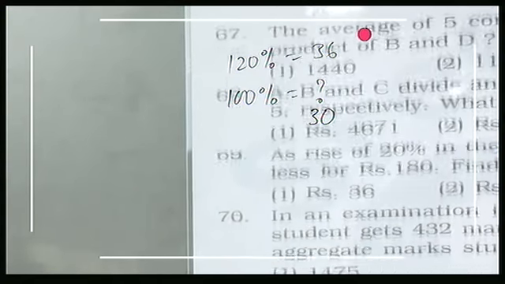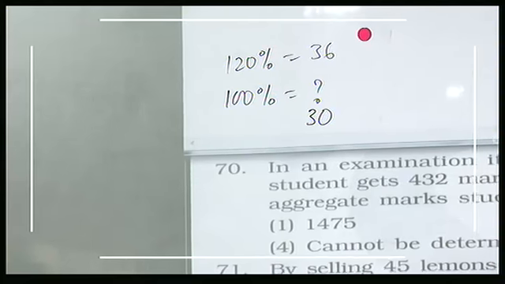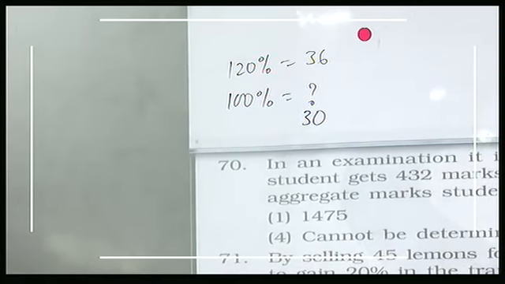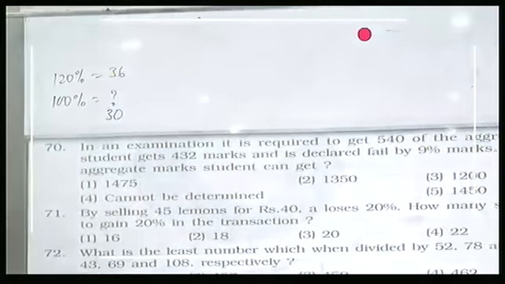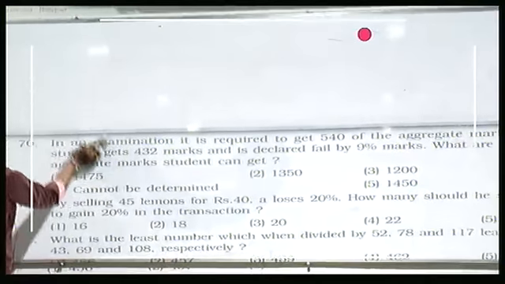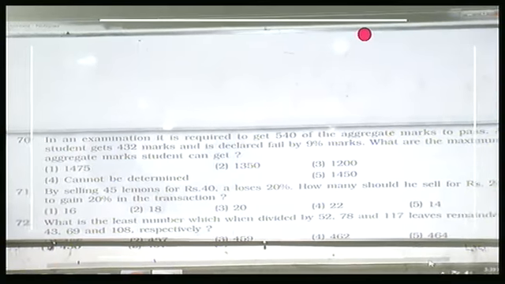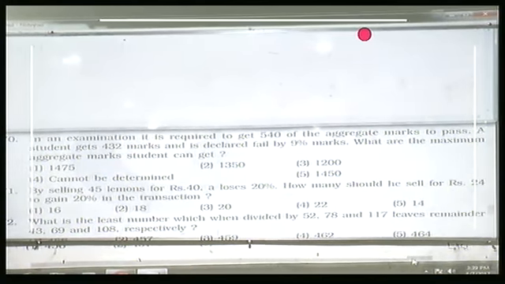Done. In an examination, it is required to get 540 of the aggregate marks to pass. A student gets 432 marks. Will he pass or fail?